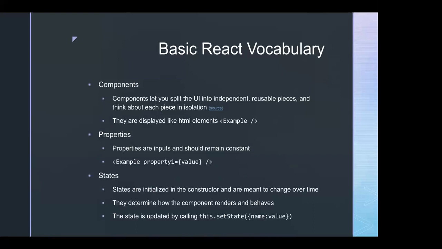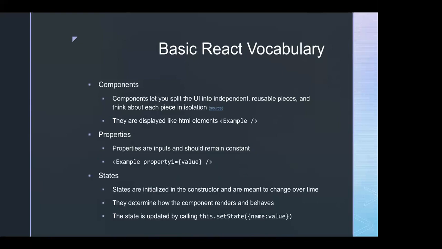I'm going to go over a few basic vocabulary words for those who haven't used it too much. There's components, properties, and states. Components let you split the UI into independent, reusable pieces. It allows you to think about each piece in isolation, similar to classes within Java. They're actually used with classes, and they're displayed like HTML elements. So if you were writing this in code, you could just use a component like example. Similar syntax, it's very easy to learn.